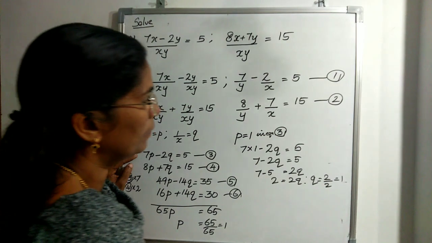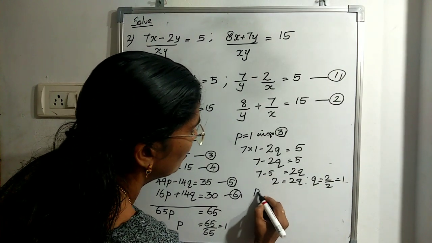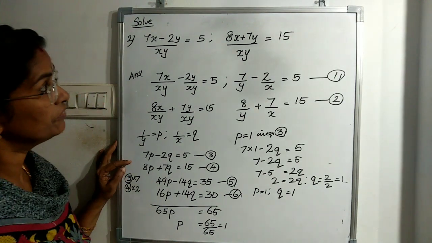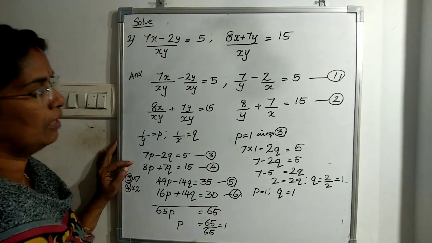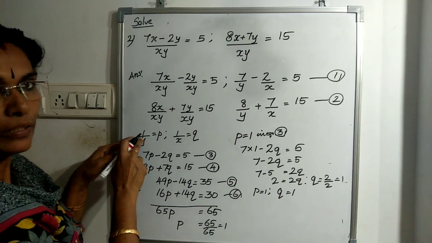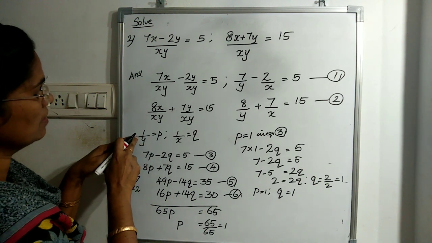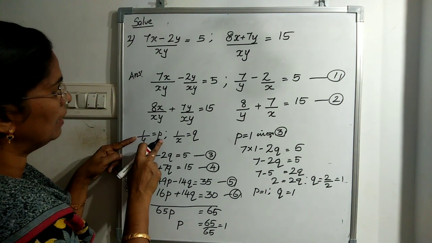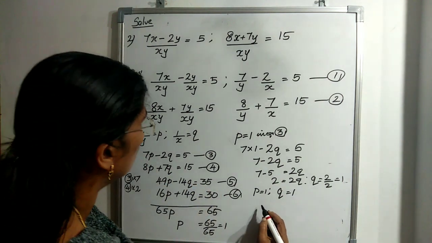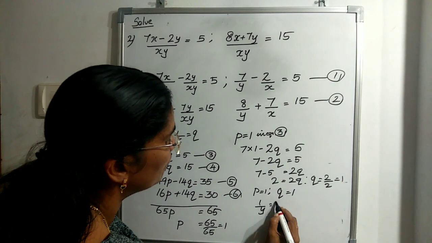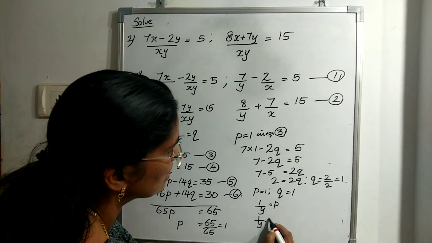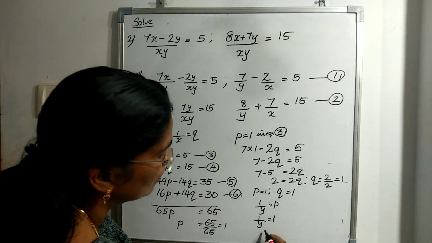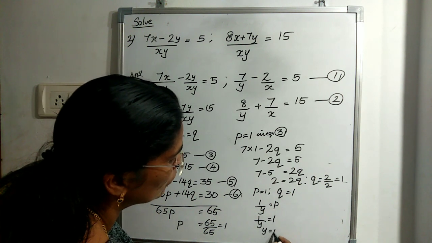Okay, we got the value of p and q. p is equal to 1 and q is equal to 1. Both values are 1. But we need the value of x and y. How can we find x and y? We substituted earlier to make the equation linear. Instead of p, we wrote 1 by y. So 1 by y is equal to p, or 1 by y is equal to 1. The value of p is 1. So cross multiplying, we will get y is equal to 1.